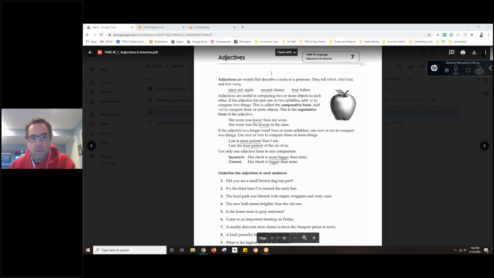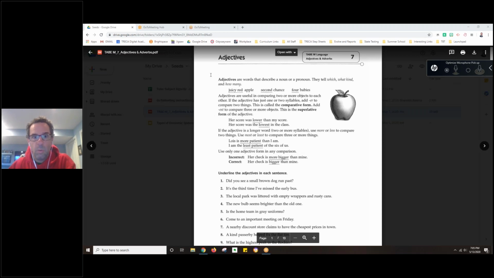So the first thing that you want to look at here is that we're talking about adjectives. So the best way to think about an adjective is just here on the screen, it's a word that describes a noun or pronoun. So you can see they have a picture of an apple. So the apple is the noun, and then what kind of an apple is it? It's juicy and it's red. So those are two adjectives that are describing the apple.